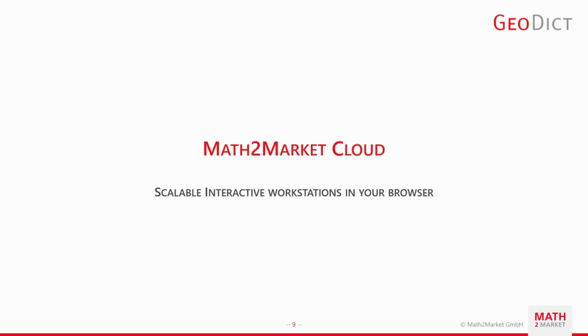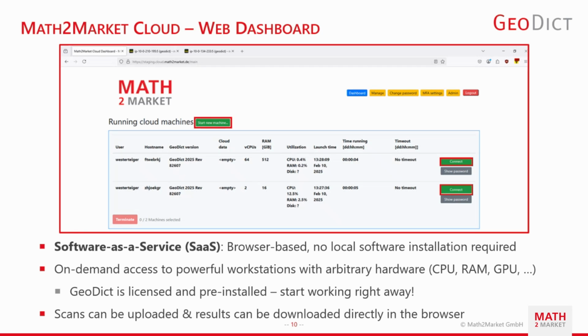So after this motivation, let me begin with the first product, the MathMarket Cloud, which provides you with scalable, interactive GeoDict workstations in your browser. What you can see here is the MathMarket Cloud dashboard, which allows you to start, stop, and manage your virtual machines in the cloud. And it also allows you to upload, say, a CT scan, and after computing the result, download the result, say the result of a flow computation.